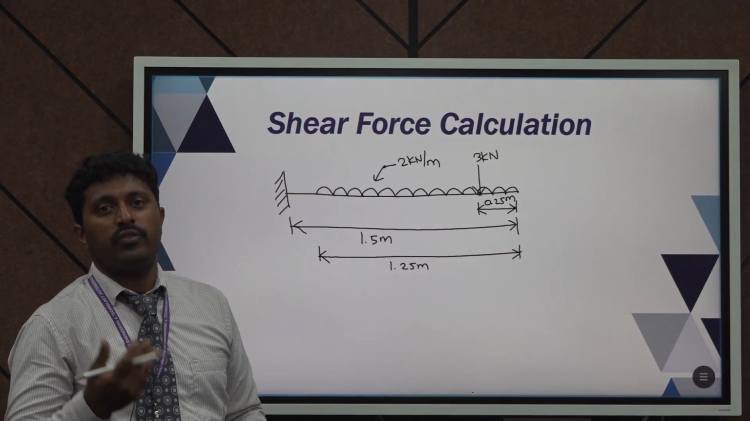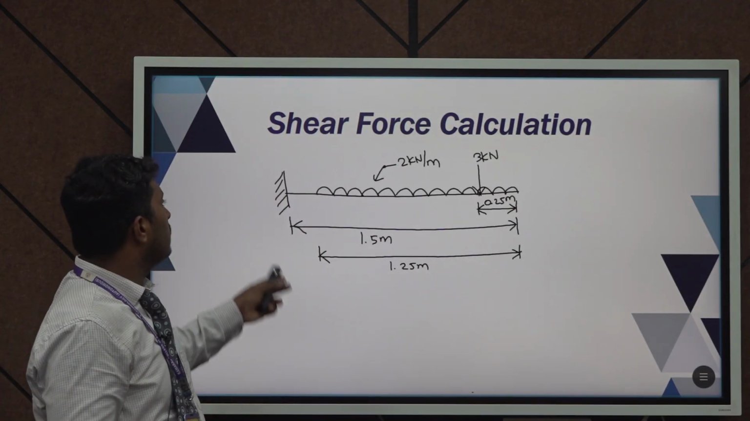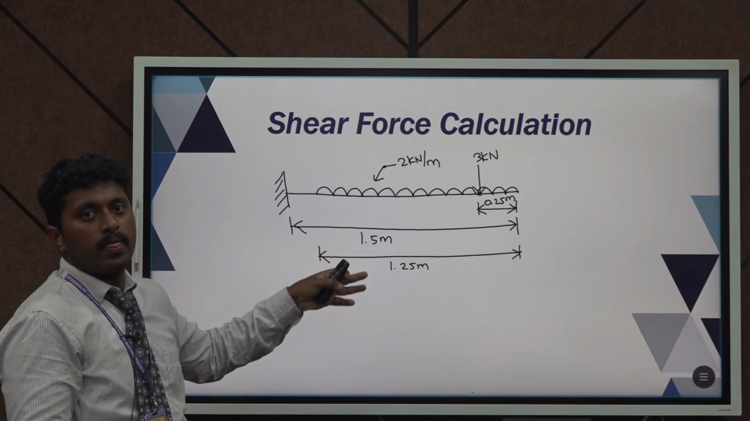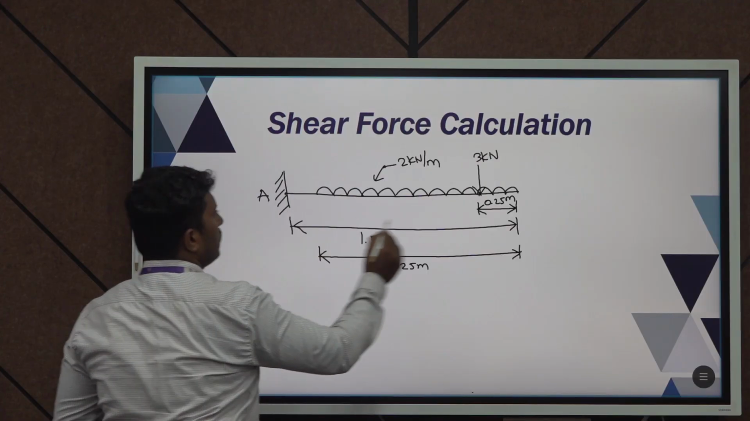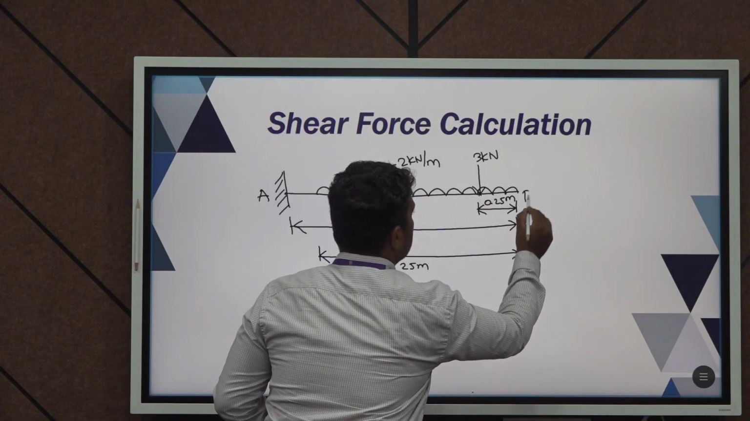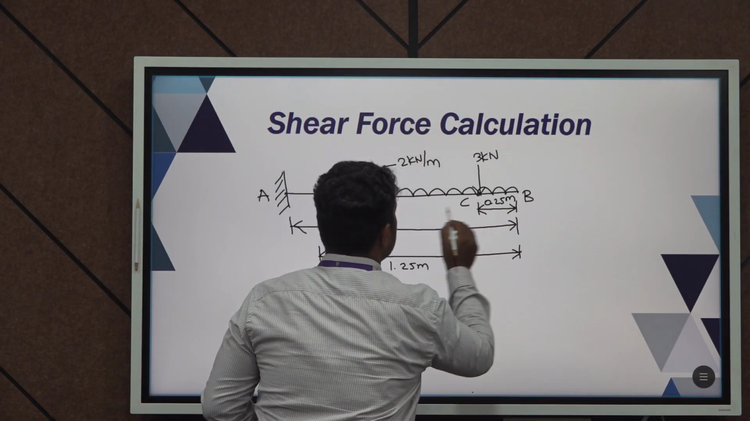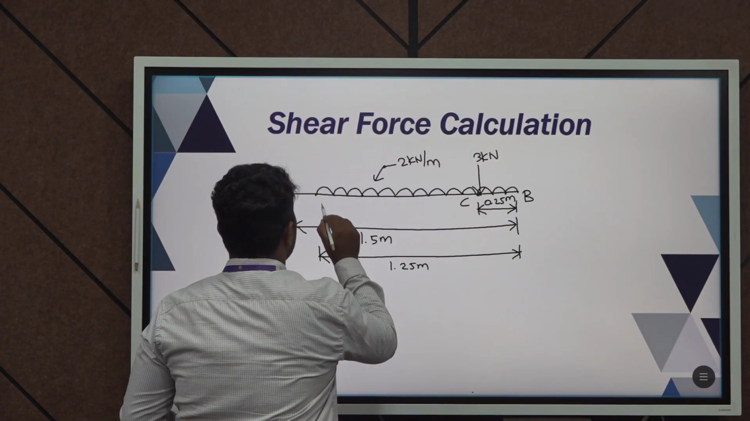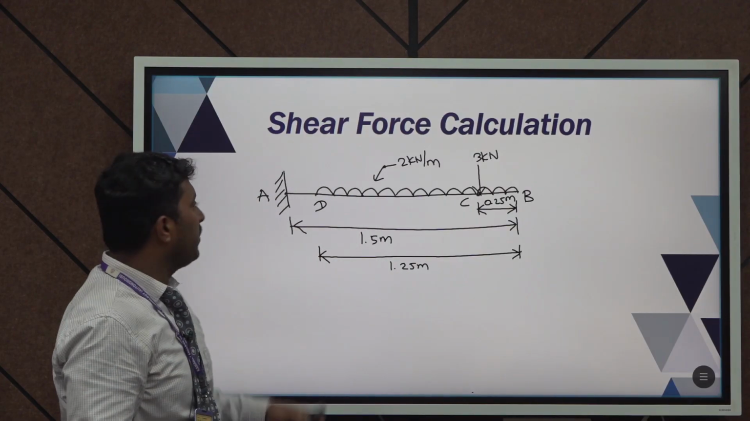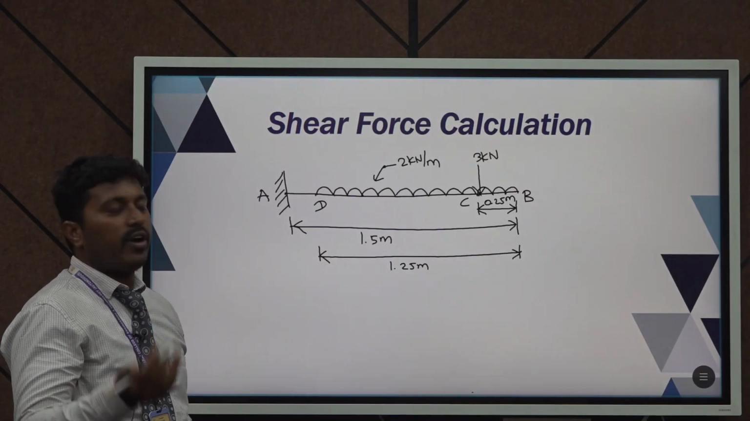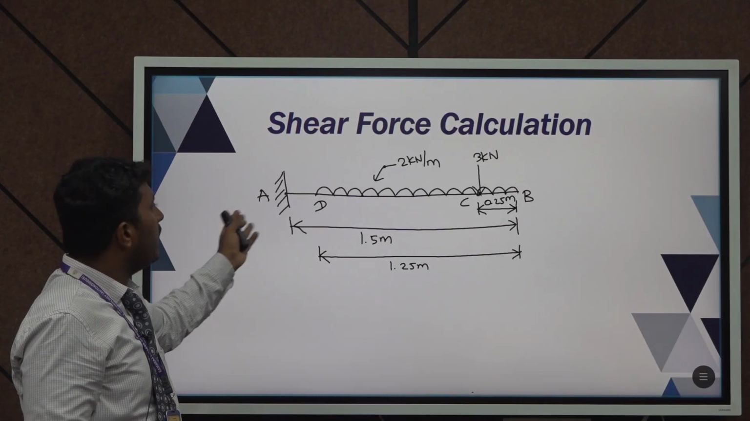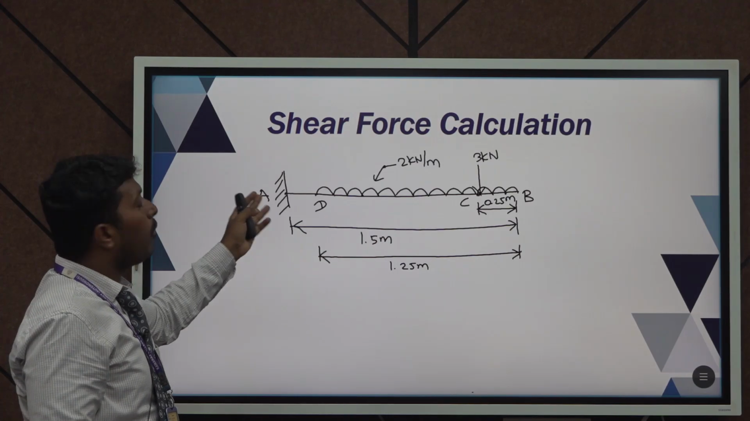For the shear force diagram, we must find the shear force values for all the points. So, we name this point as A, this is B, this is C and this point as D. So, we have 4 different points A, B, C and D. First of all, we are going to find the shear force value for point A, point B, point C and point D.